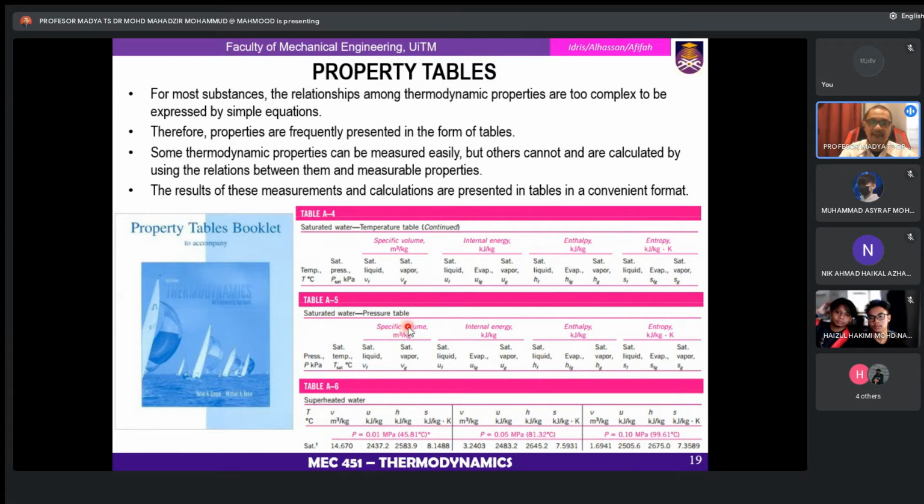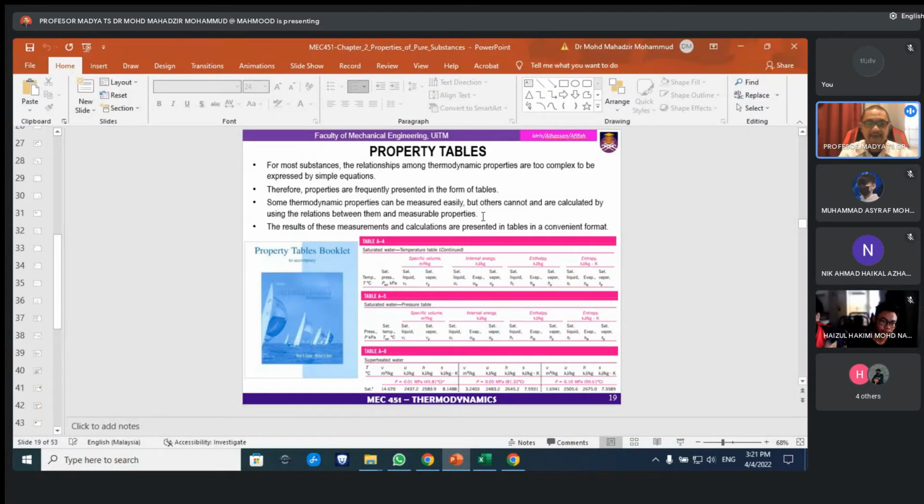If you want to analyze and make the calculation based on the right side of the graph, that means on the PV diagram at the right side, it is the superheated region. So when it is the superheated region, you have to use table A6, superheated region ataupun superheated water. Okay, this is an example of the tables in the properties table.